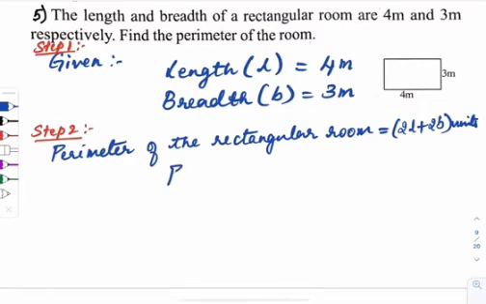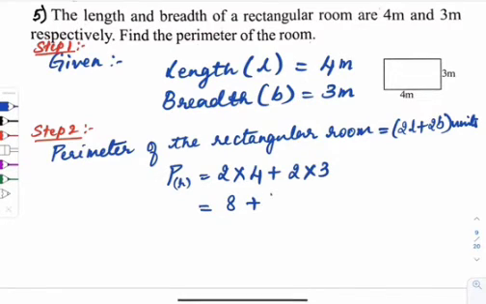P is the symbol that we use to find the perimeter. Since it's a rectangle, we can even note it as PR. Okay? PR is equal to 2 into L, L is 4, plus 2 into 3, B is 3. So 2 into 4 is nothing but 8, plus 2 into 3 is nothing but 6. So 8 plus 6 is 14. So 14 meters is the perimeter of the rectangular room.